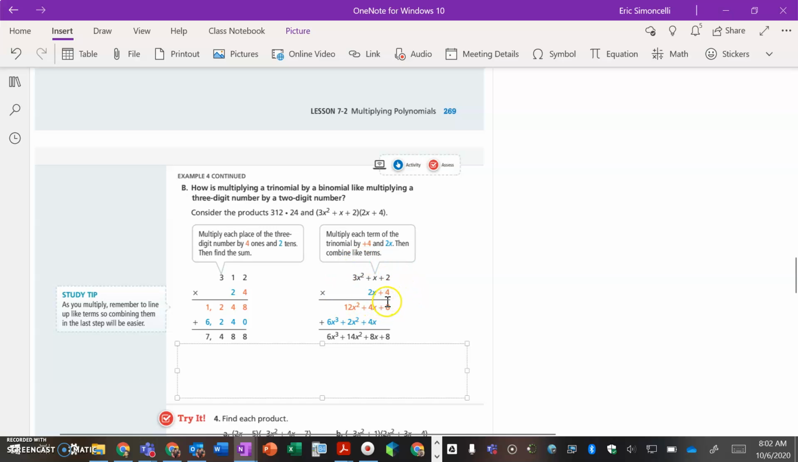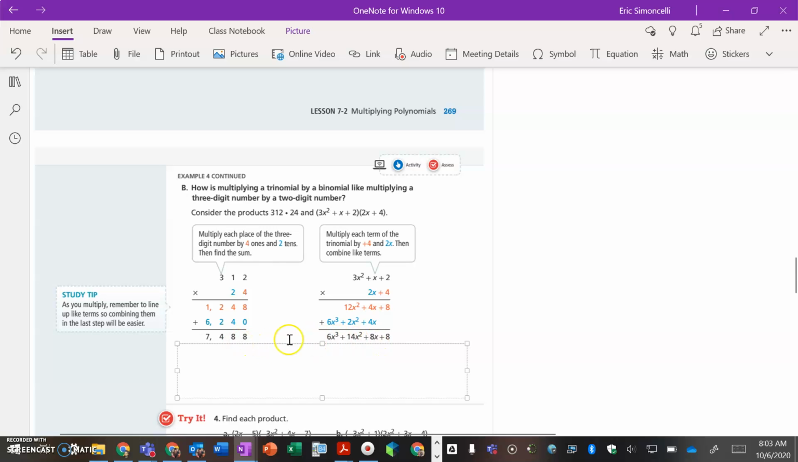So notice the blue and the red terms kind of correspond to these two blue and red terms. Multiplying 2 times 4, 8. 4 times x, 4x. 4 times 3x squared, 12x squared. Similar to this, we have the same type of placeholder, so to speak, here. 2x times 2, 4x. 2x times 1, 2x squared. 2x times 3x squared, 6x cubed. Terms are vertically aligned, and you can add these as like terms. 8 plus 0, 4x plus 4x, 12x squared plus 2x squared, and 0 plus 6x cubed.